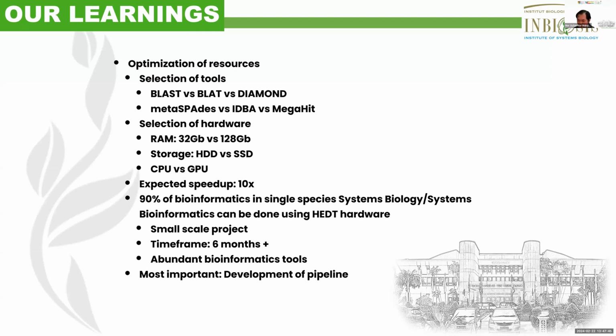This is just a brief summary of our learnings. We need to optimize resources. Due to the large number of bioinformatic tools available, we see that some of them overlap. They do the same thing. But the reason why there are different versions is mainly because of the way they process, the algorithm, or the speed of the tools. So tool selection needs to be done correctly.